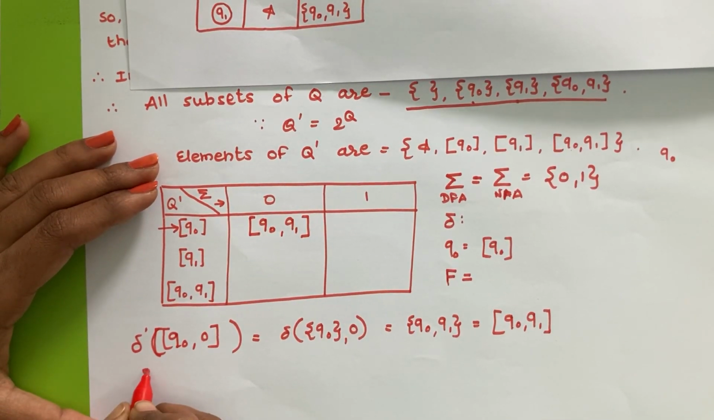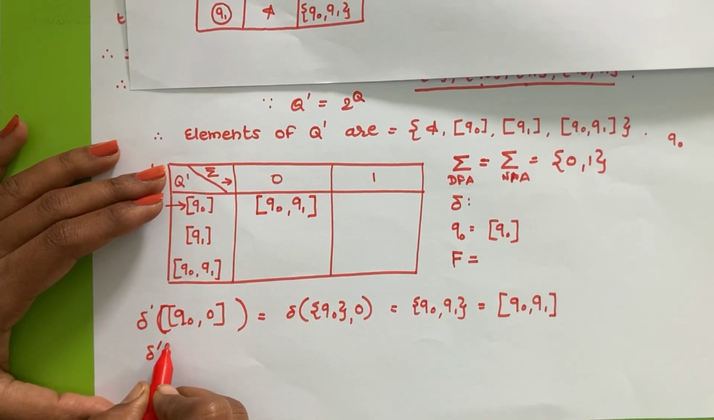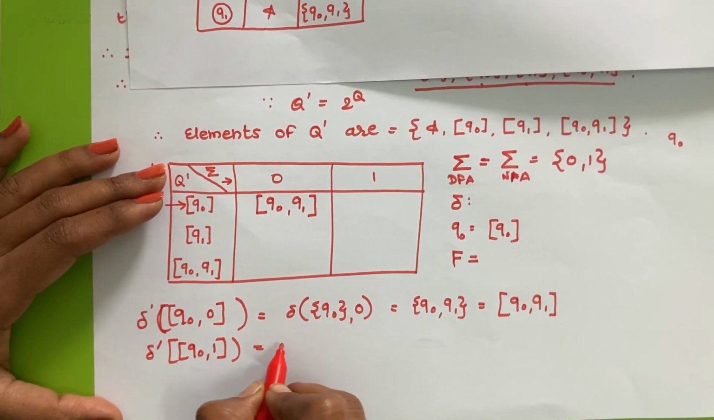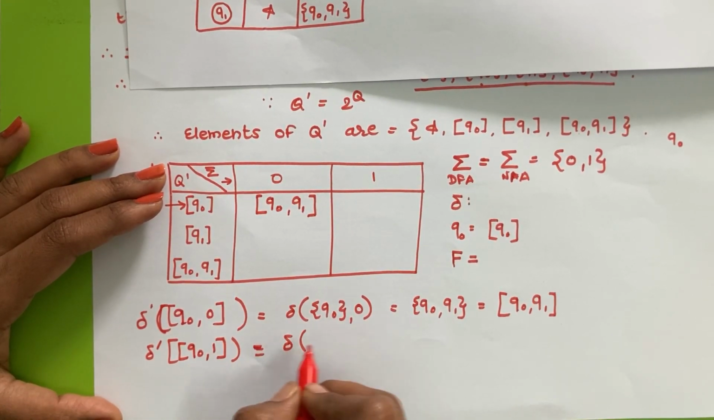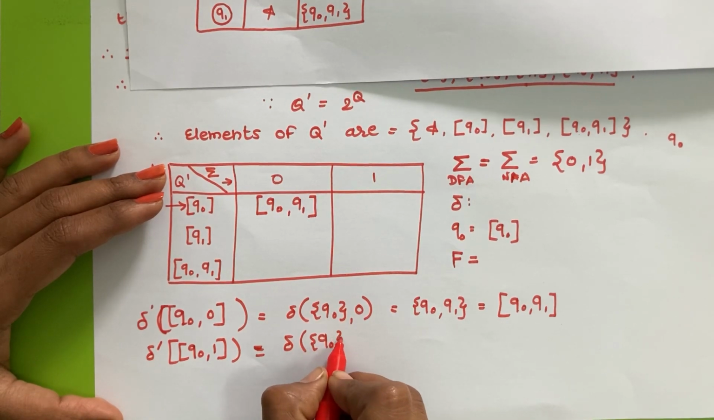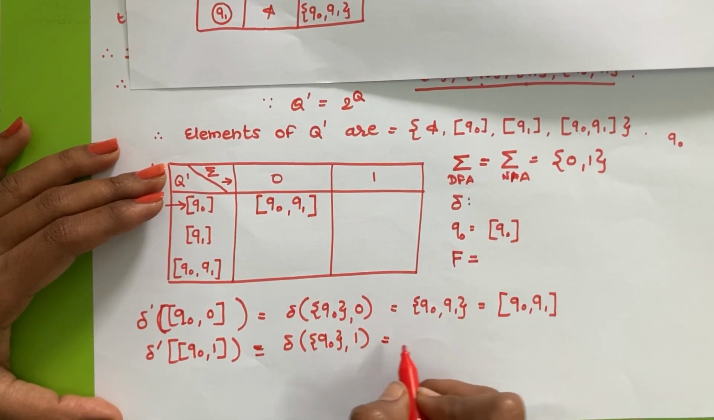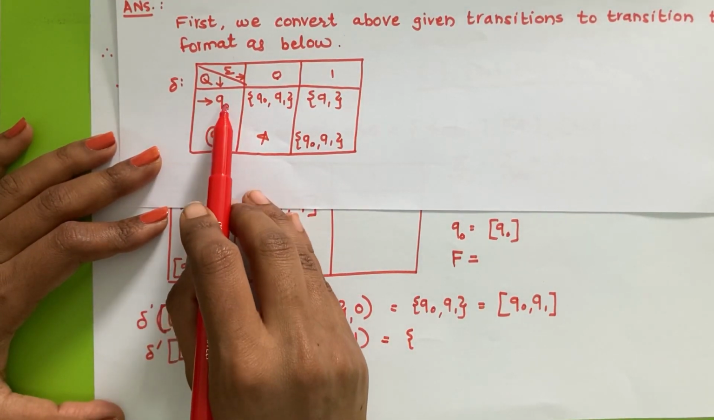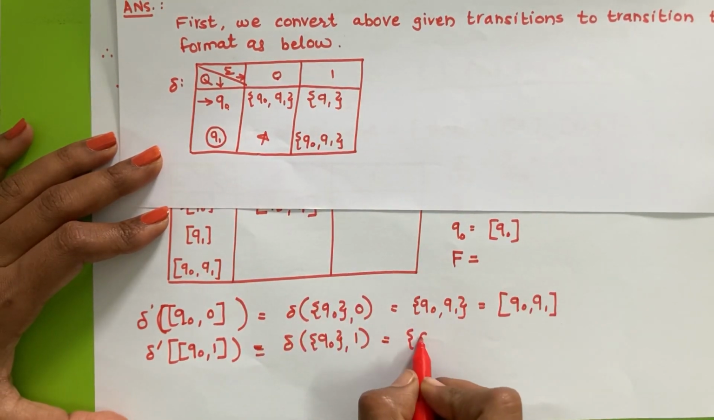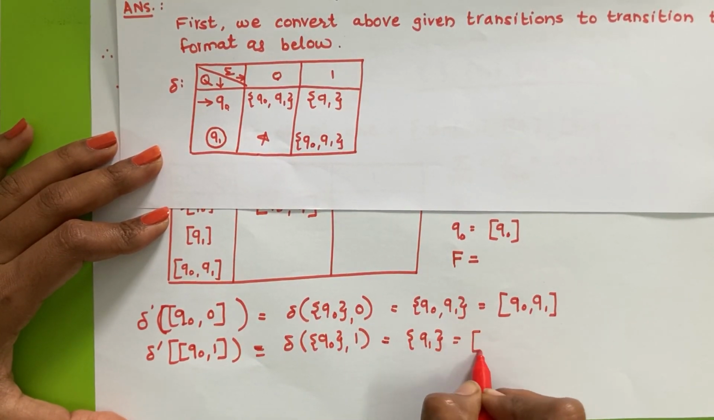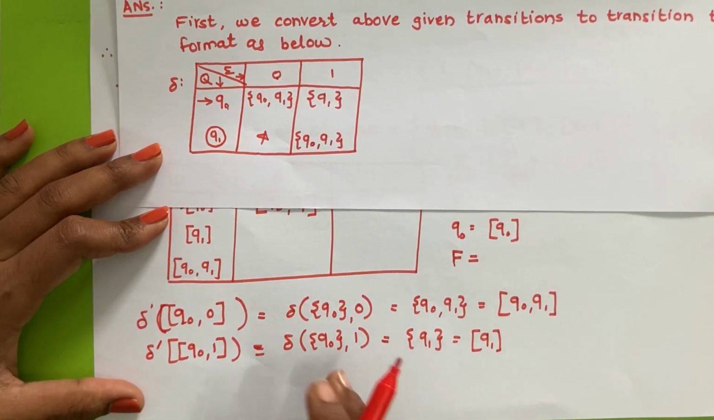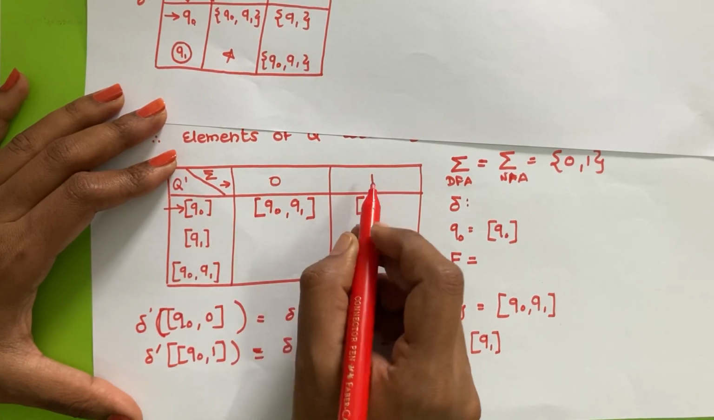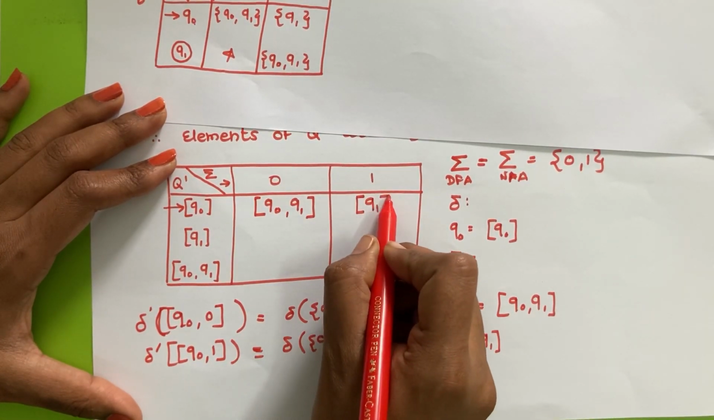Okay, now the next entry is δ' of (Q0, 1). That we will again find out by following: δ'(Q0, 1) is equal to the value of δ(Q0, 1), which we will take from this, and the output is Q1. That is nothing but equal to [Q1] in square brackets. So I'll mark the entry here again: δ'(Q0, 1) is equal to Q1.